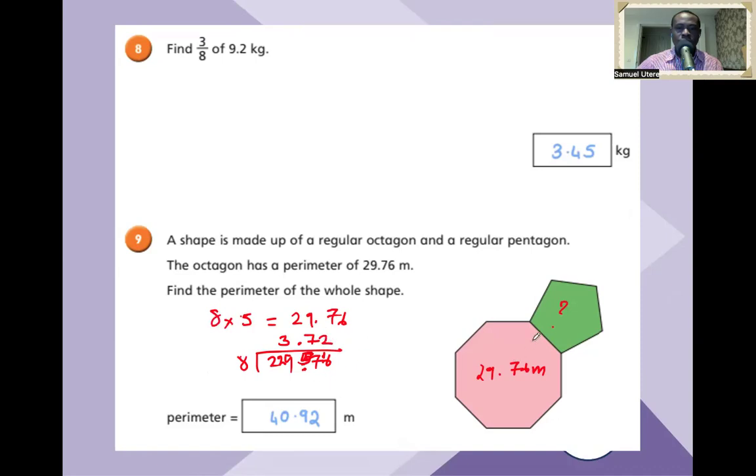So we know the length of this side is 3.72. Now that we know each of the sides will be 3.72 because they are all equal, we'll say 3.72 plus 3.72 plus 3.72 plus 3.72 plus 3.72 is the same thing as saying 3.72 times 5. All right. So let's ignore the decimal. I want to apply the things we've learned. Let's say we're going to do 372 times 5.